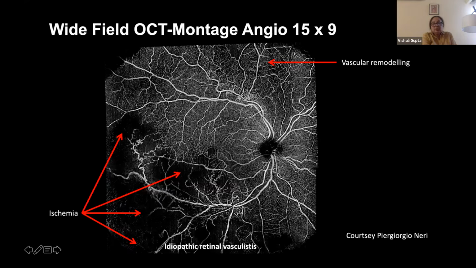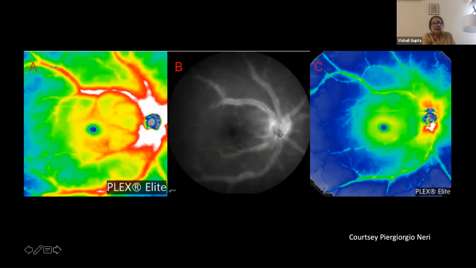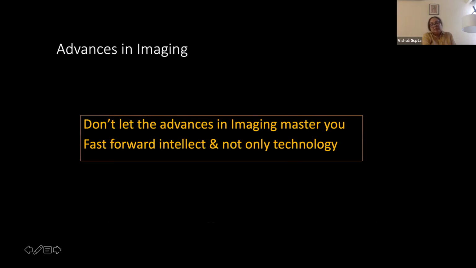We have started doing more and more angio-OCTs to look for areas of capillary non-perfusion and not even the leakage. Sometimes, depending on the color coding of the vessels, you can actually make out that these vessels are likely leaking rather than not leaking. So, to me, the advancement in imaging is not just to keep on getting the technology, but to move fast forward intellectually and utilize that technology so that the technology does not become your master.